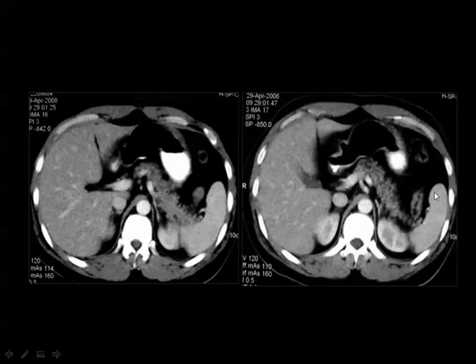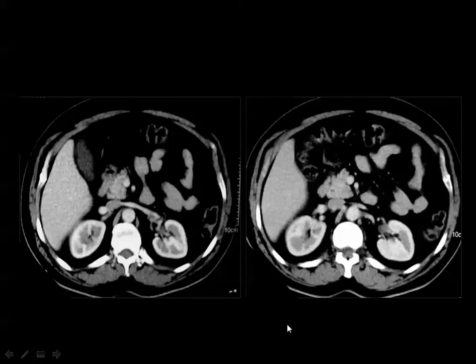Then look at this section. You can see the spleen, you can see the left kidney, you can see the right kidney, and you see the aorta. This is the IVC, and this is the liver, this is the gallbladder, and also you can see the stomach containing air and some orally administered contrast media, and these are intestinal loops.